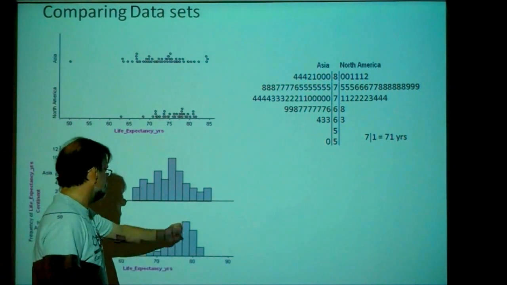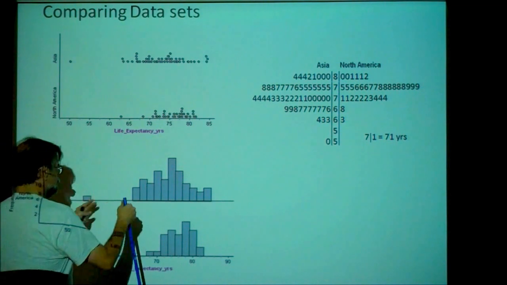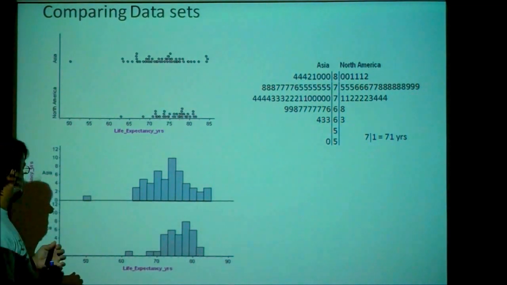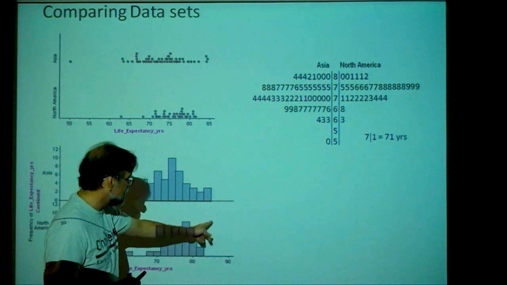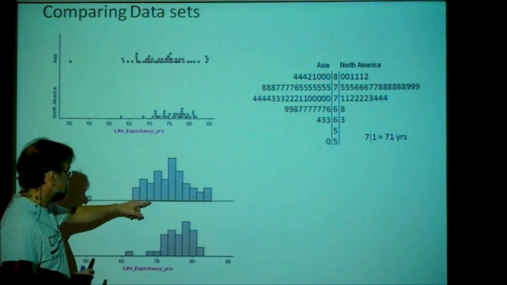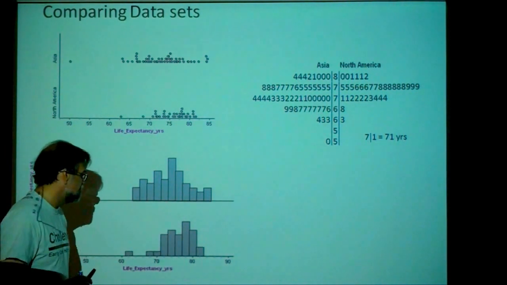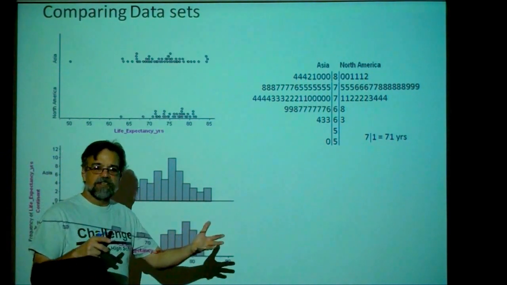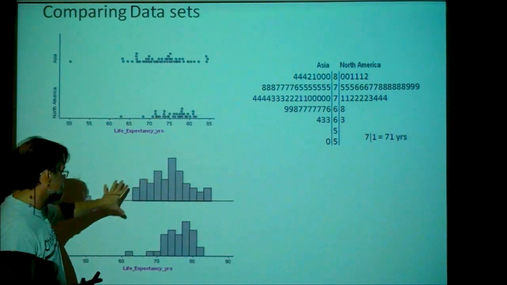Maybe the center for North America is probably a little higher than the center for the Asian data. Asian is really spread out more than North American data. The countries with the highest life expectancy in Asia are actually better than any country in North America. But we have several countries in Asia with a lower life expectancy than the vast majority of countries in North America. Again, if you were looking at the raw data, like from a table, you couldn't tell this. It's only when you illustrate it that you're able to get so much information.